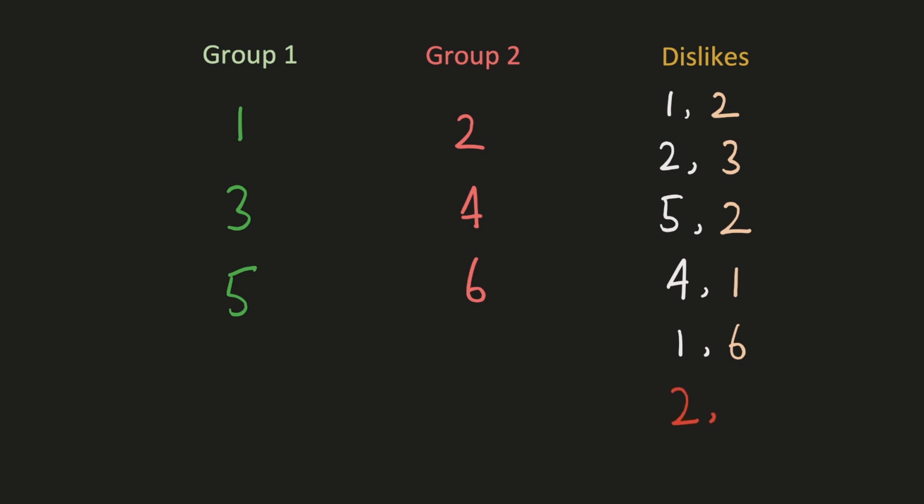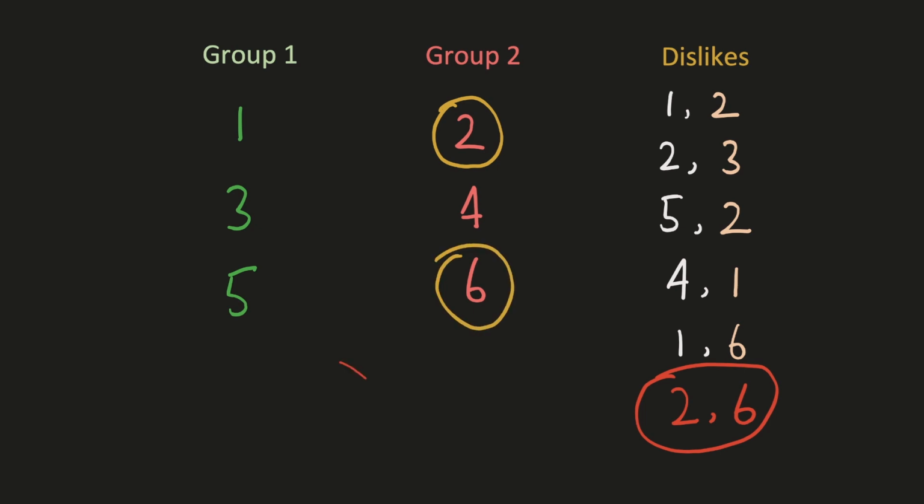Let's see what happens when we add another pair of dislikes entry. So according to this, person 2 and person 6 have to belong to different groups. But we see that person 2 and person 6 are already placed in the same group. Hence there is a contradiction. So we cannot divide these people into two groups.